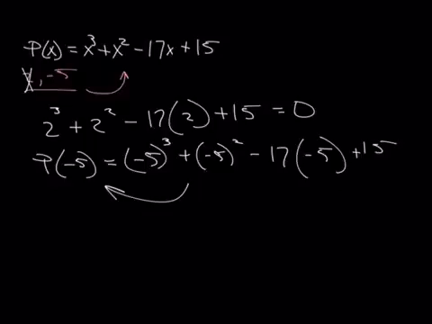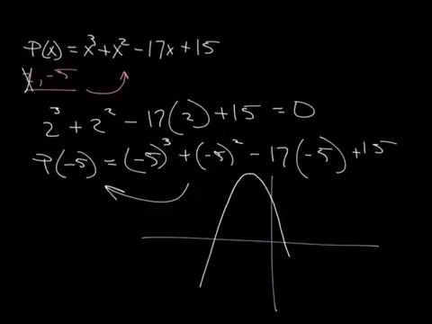So we have p of negative 5 works, which means that when we have the graph, and let me put a graph here, we get something like that. So it crosses here. It does not cross at 2 because this is, let's see, it says 1, 2, 3, does not cross there. It crosses here and here.